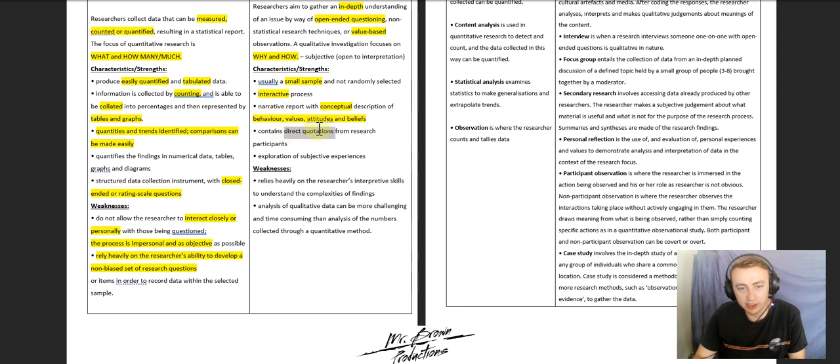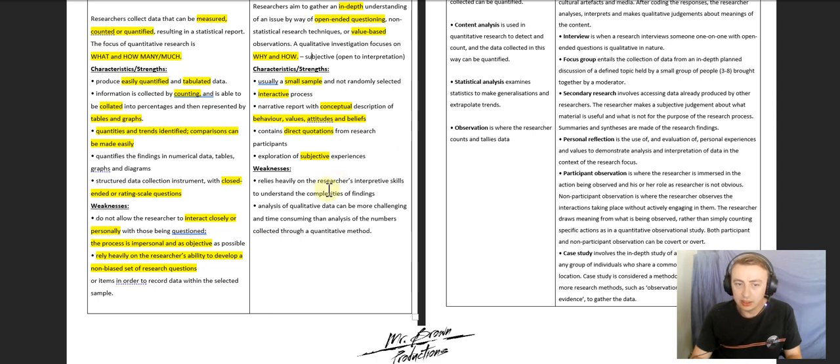It'll usually contain direct quotes from people. So if that's an interview, you might quote something that they say. If it's a questionnaire response that's really open-ended that they've typed out, you can directly quote that. And the other one is that it explores subjective experiences. That's, I guess, what I was alluding to up there. No further explanation required. So there's some of the characteristics and strengths of qualitative research.